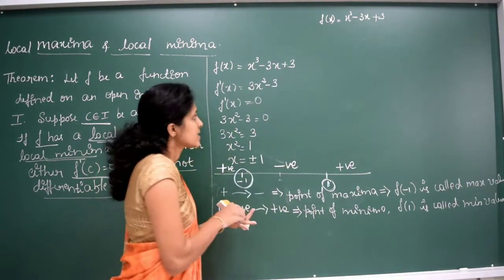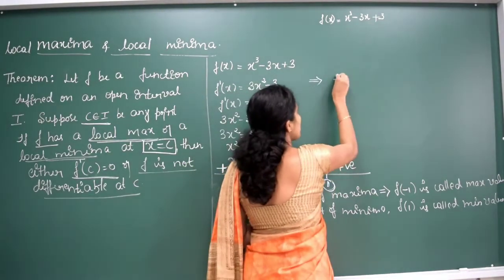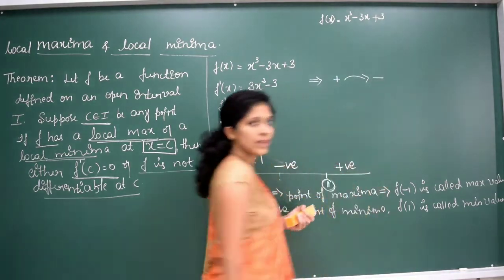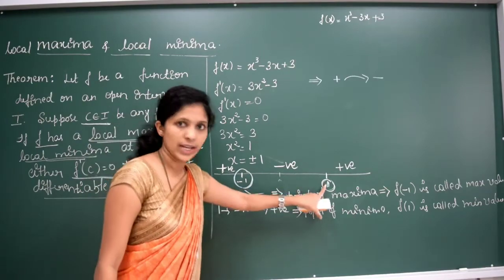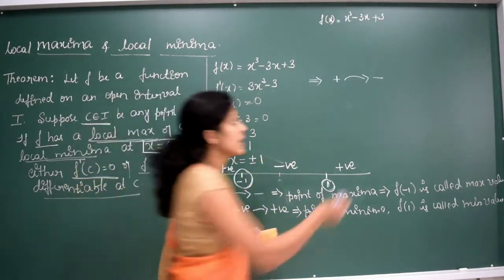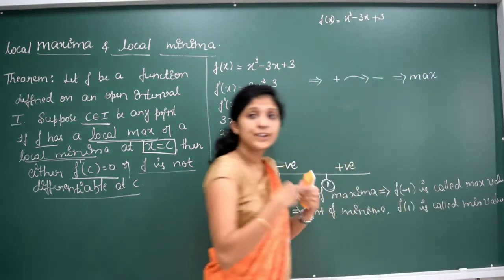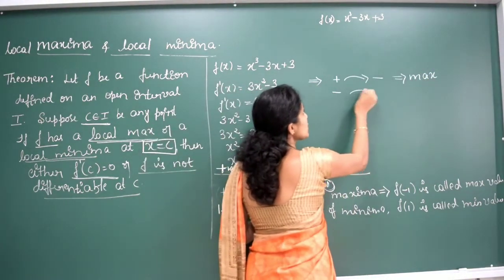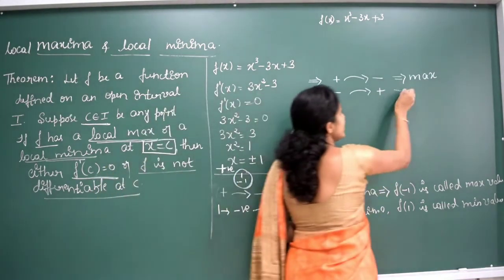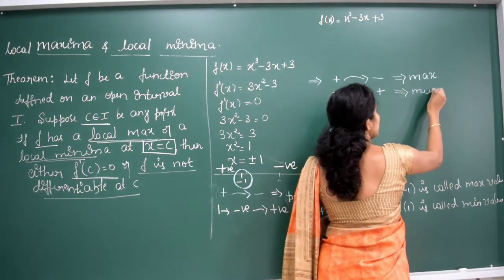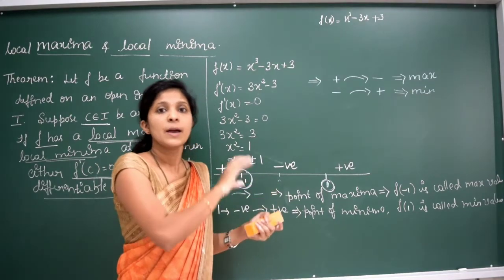I'll repeat this one. See, suppose the function changes from plus to minus at some point, this is important, these points -1 and 1, then it is called the maximum. If it changes from minus to plus, then it is called the minimum, and that point is called the point of minimum and that value will be called the minimum value.